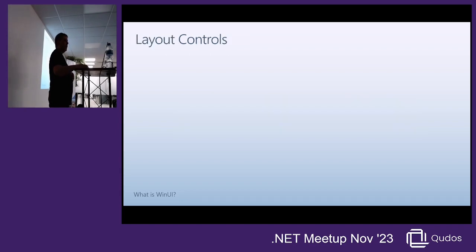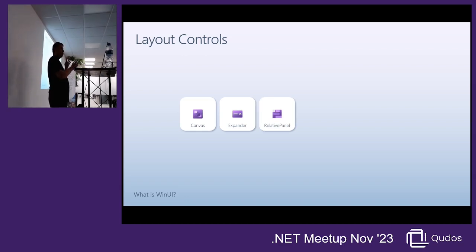Layouts, you got your pixel perfect canvases. You've got an expander, which is basically an expander control. I actually wrote an expander control, and then when I realized it was basically in Windows App SDK, I thought I'll not bother because it already exists. So that was something that wasn't in UWP. We've got the relative panel, which is quite an interesting layout control. You can basically define relative relationships between items.